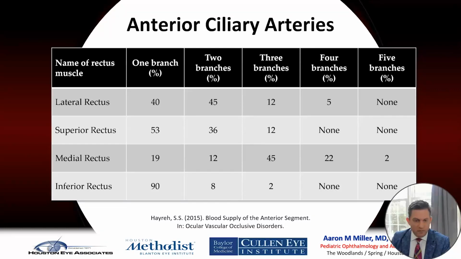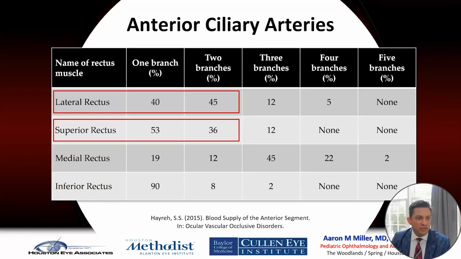You can see here that the lateral rectus had two branches more often than not. Again, this is 38 orbits in a select population, but the superior rectus actually had a higher chance of having a single vessel compared to the lateral, which is our classical teaching for one. And interestingly, the inferior rectus had the highest incidence of a single branch. So what does this all tell us? That there are lots of variations in the anterior segment blood supply.